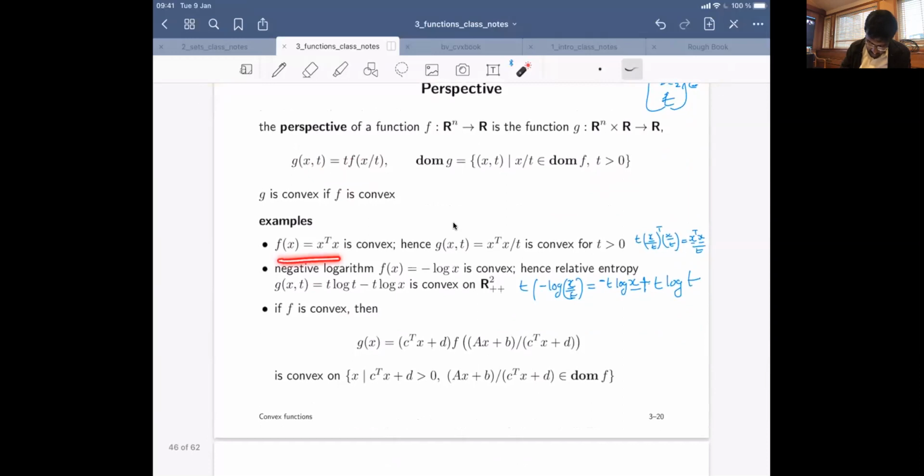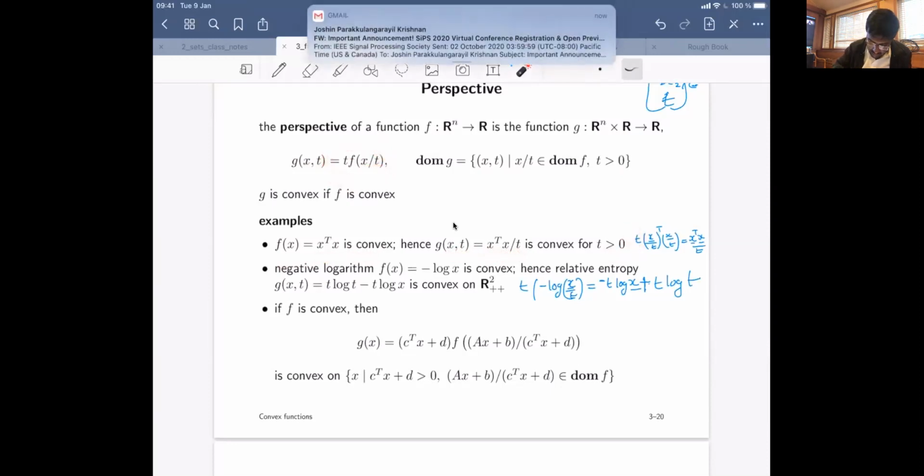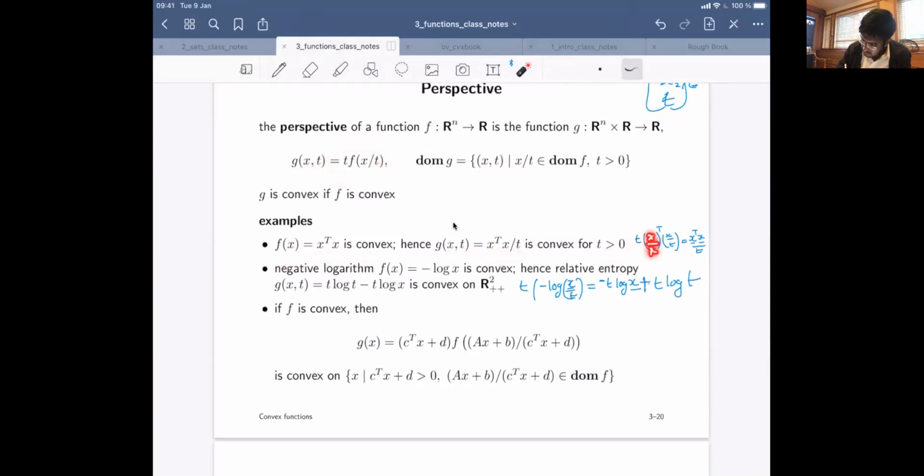So some examples. One is, let's take the function f of x equal to x transpose x. We know that this is convex, and hence another function, x transpose x by t for t greater than 0, will also be convex. How do you get this? Just plug in this formula. You have t here, and x by t transpose x by t. One t will get cancelled and we have this one. So my point is, this function can be visualized as a perspective function. Then we can say that if f is convex, this is convex.